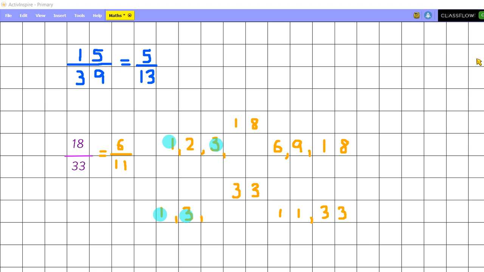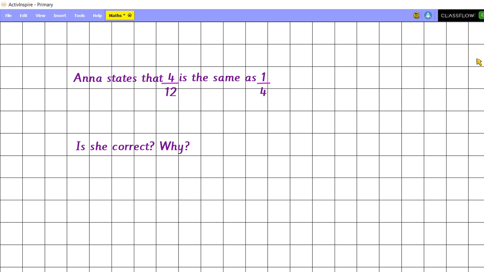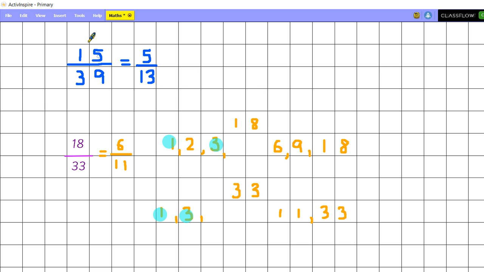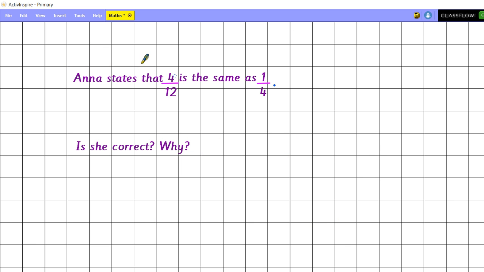Before you do that, after you've done your learning, I want you to have a look at this key question. Anna states that 4/12 is the same as 1/4. So when we simplify it, that is the same as that. That's why I've got my equals. So Anna says that that is the same as that. Is she correct, and why? So if you say yes, why? If you say no, why? You need to prove it. Okay? Good luck, everybody.